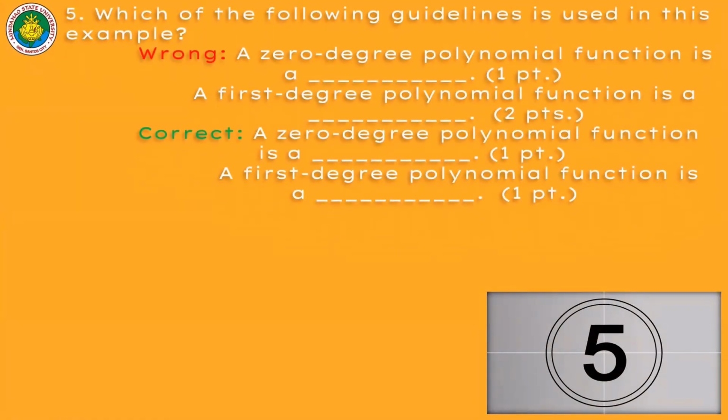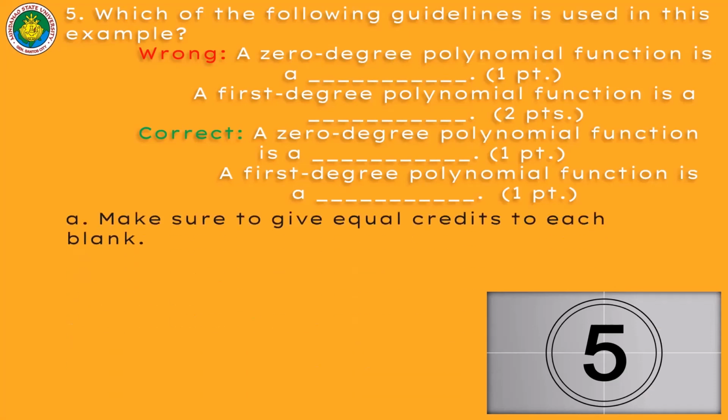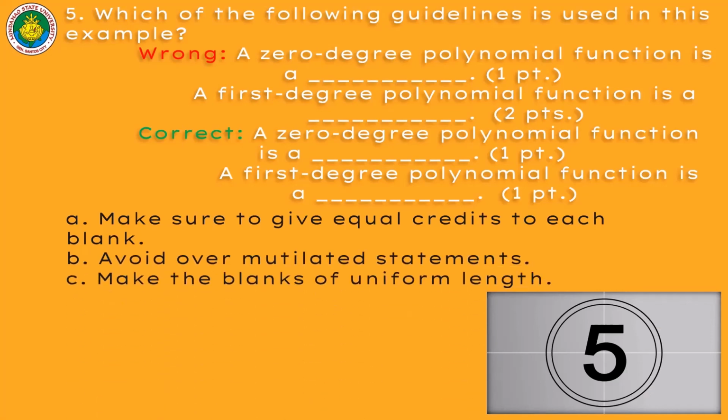The fifth and last question. Which of the following guidelines is used in this example? The wrong example is a 0-degree polynomial function is a blank, which has 1 point. And a first-degree polynomial function is a blank, 2 points. And the correct example is a 0-degree polynomial function is a blank, 1 point. And the first-degree polynomial function is a blank, 1 point. So, letter A, make sure to give equal credits to each blank. Letter B, avoid over-mutilated statements. And letter C, make the blanks of uniform length. The timer starts now.